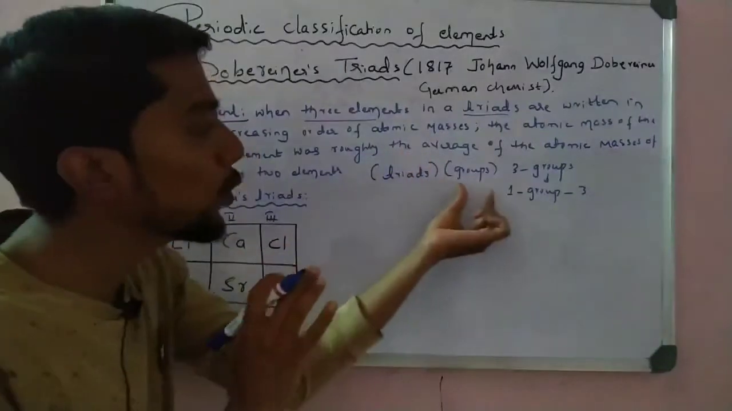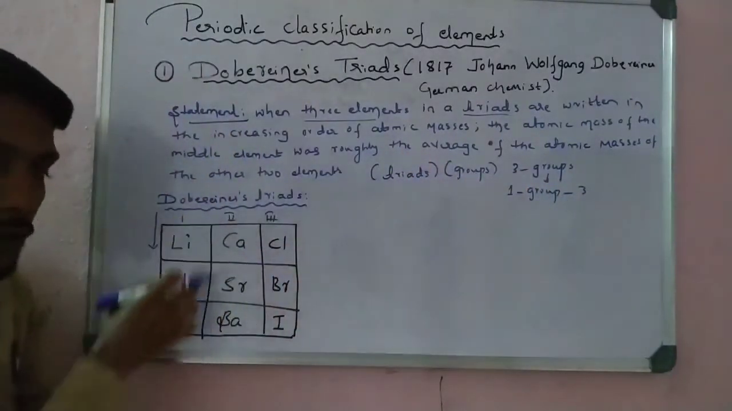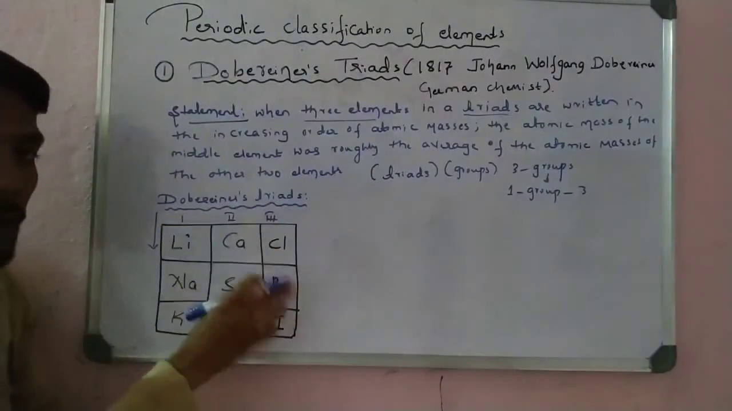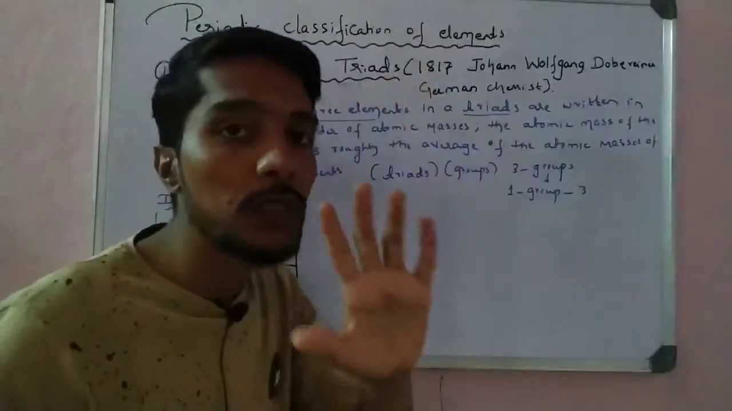So triads are nothing but groups. And how many groups are there? Three groups, in these columns. One column, two columns, three columns, three groups are there, and each group has three elements. That one group is called a triad.